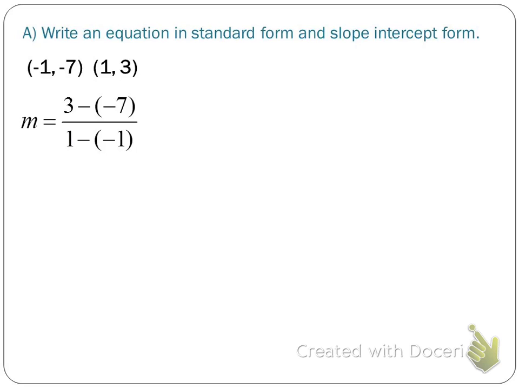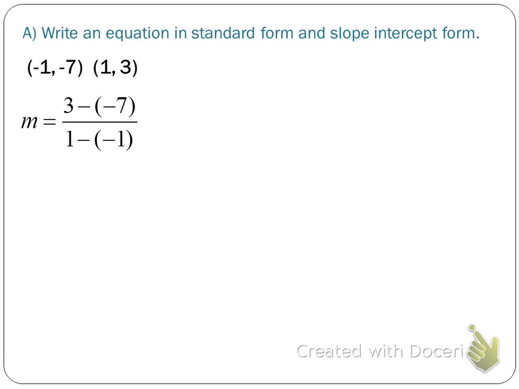So, first thing we need to do is find the slope. And if you forgot how to do slope, I'll write it over here on the board so it's up for a while. To find slope, we do y2 minus y1 over x2 minus x1. So y2 was 3, y1 was negative 7, so 3 minus negative 7. On the bottom, we started with this x, x2 minus x1, so 1 minus negative 1.